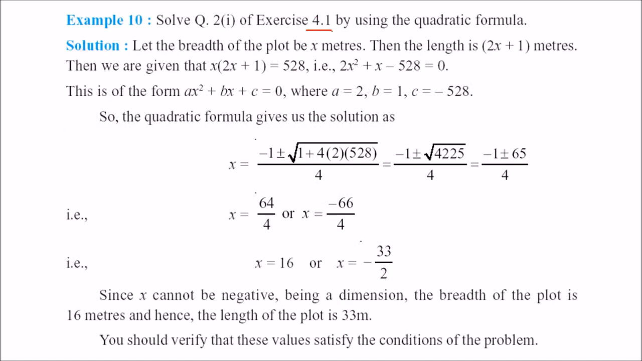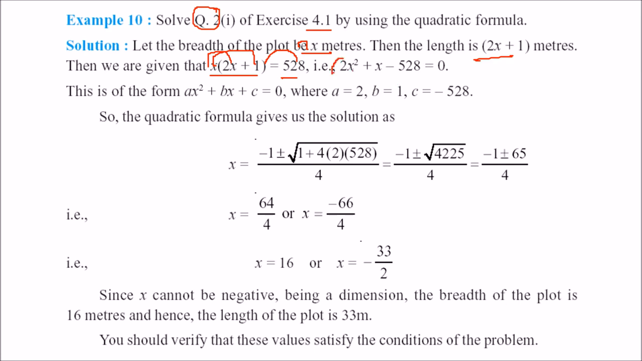Now if you go to exercise 4.1, take question number 2. The question was like this: the breadth of the plot was x and the length was twice x adding 1, so 2x plus 1. When we multiplied out, the area was 528. When you multiply it, you get an equation like this: 2x square plus x is equal to 528. Take 528 on this side: 2x square plus x minus 528.